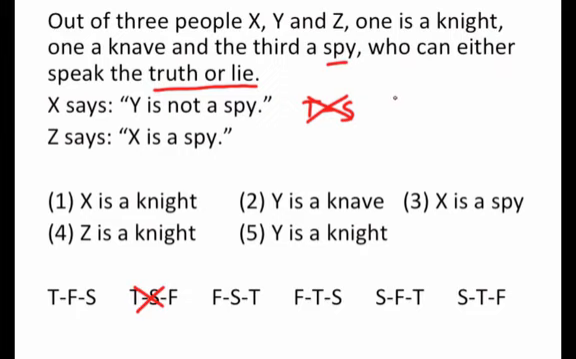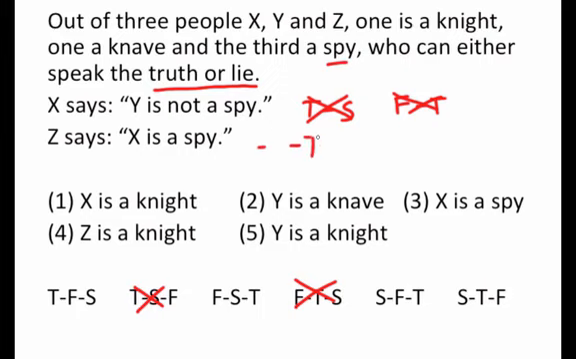What if I assumed the statement to be false? If what X is saying is false, that means Y has to be a spy. That means Y cannot be anything else. Y has to be a spy, so Y cannot be true. So FT as a possibility is also ruled out. Where is FT? Here is FT. This is ruled out.